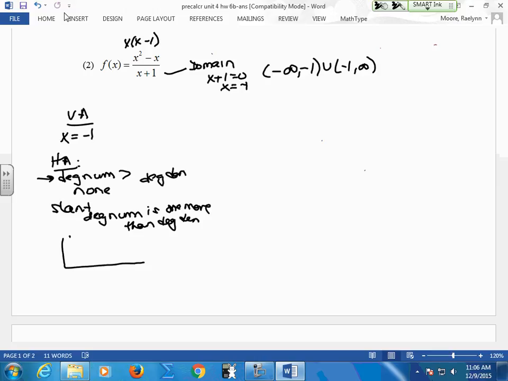Pull out your coefficients. 1, negative 1. Don't forget the 0, because you're 2, 1, 0. What am I dividing by? Negative 1. Good. So I bring down the 1. 1 times negative 1, negative 1. I add it down. Negative 1 times negative 1, 2. I add it down. Now, because I'm 1 more, this starts at x. This is the only part I need. I do not need the remainder. There's my slant asymptote.